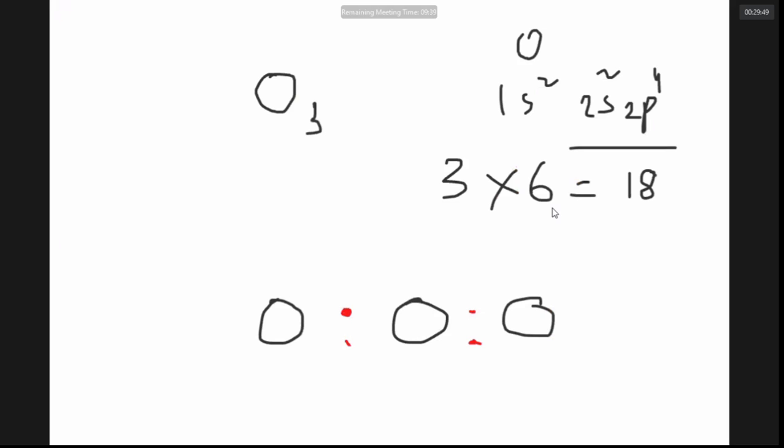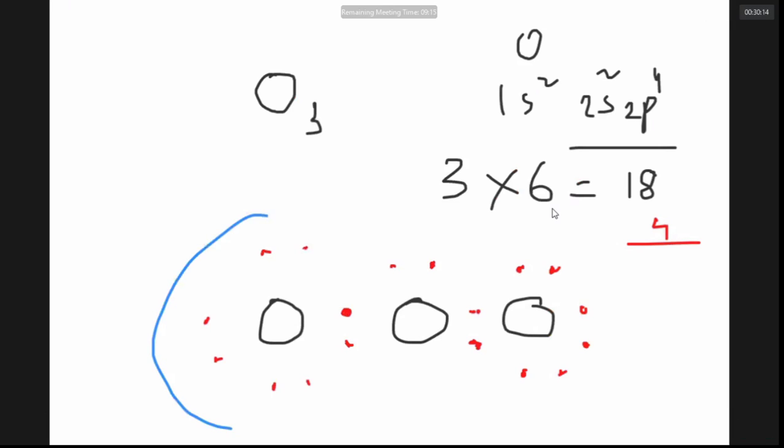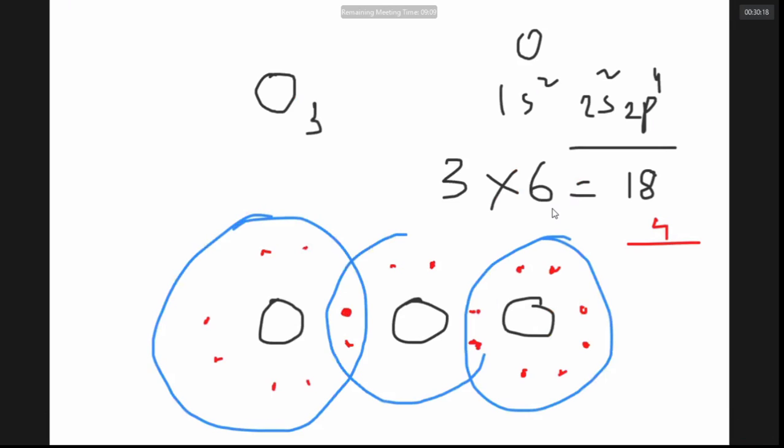Sir, so out of 18, you use 4 electrons to put at least 1 bond between the oxygens. Remaining 14, you distribute on the terminal atoms: 2, 4, 6, 8, 10, 12, 14. After distribution, you notice the terminal oxygen is happy, the other terminal oxygen is happy. Central oxygen is not happy because it has only 6 electrons.